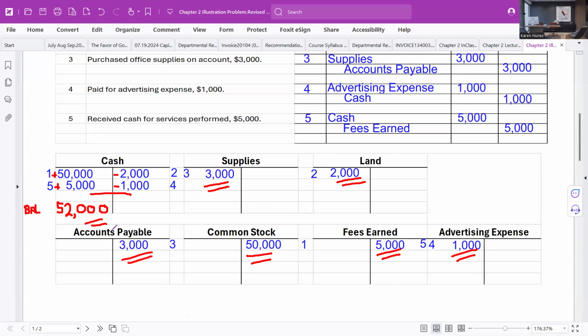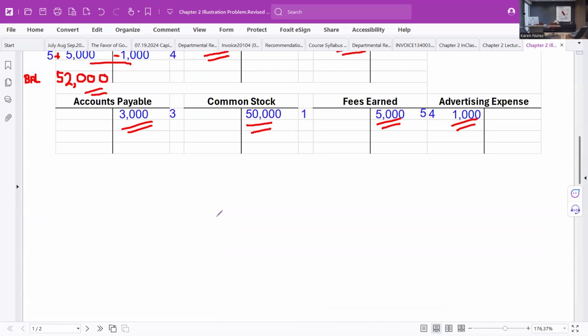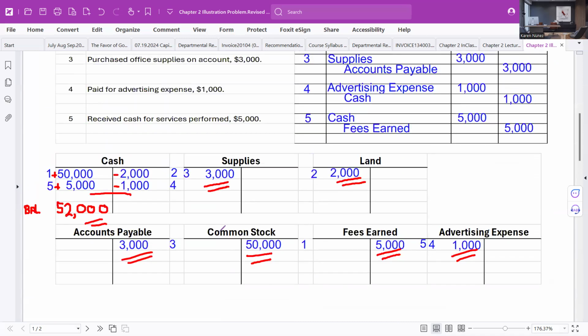$52,000. And the last step here, if I could, would be to prepare what we call a trial balance, which is just a summary of all the balances. But we're not going to do that. We might see that in one of our assigned exercises. But for now, we're going to stop here with this step, which is just summarizing all of the balances in this ledger, which is a summary of all the accounts.